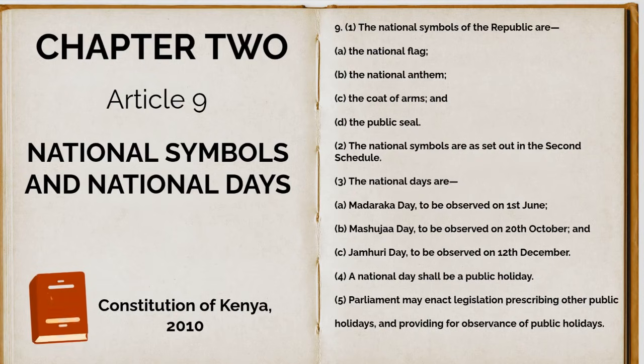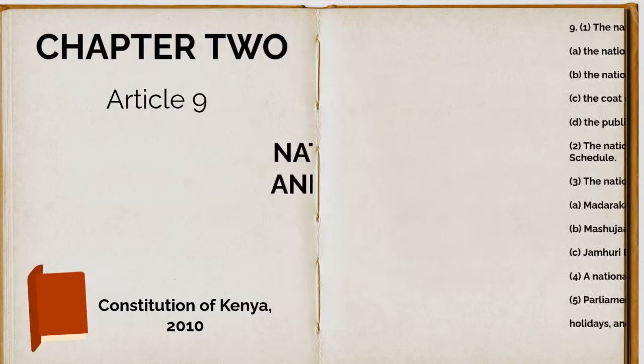What does it say? The national symbols and national days are: one, the national flag. You know it the way it is. Two, the national anthem. Three, the coat of arms. If you look behind here, you'll see the coat of arms, where the president is, where the judges sit, what the police are wearing. That is the coat of arms. It represents the power of the government.